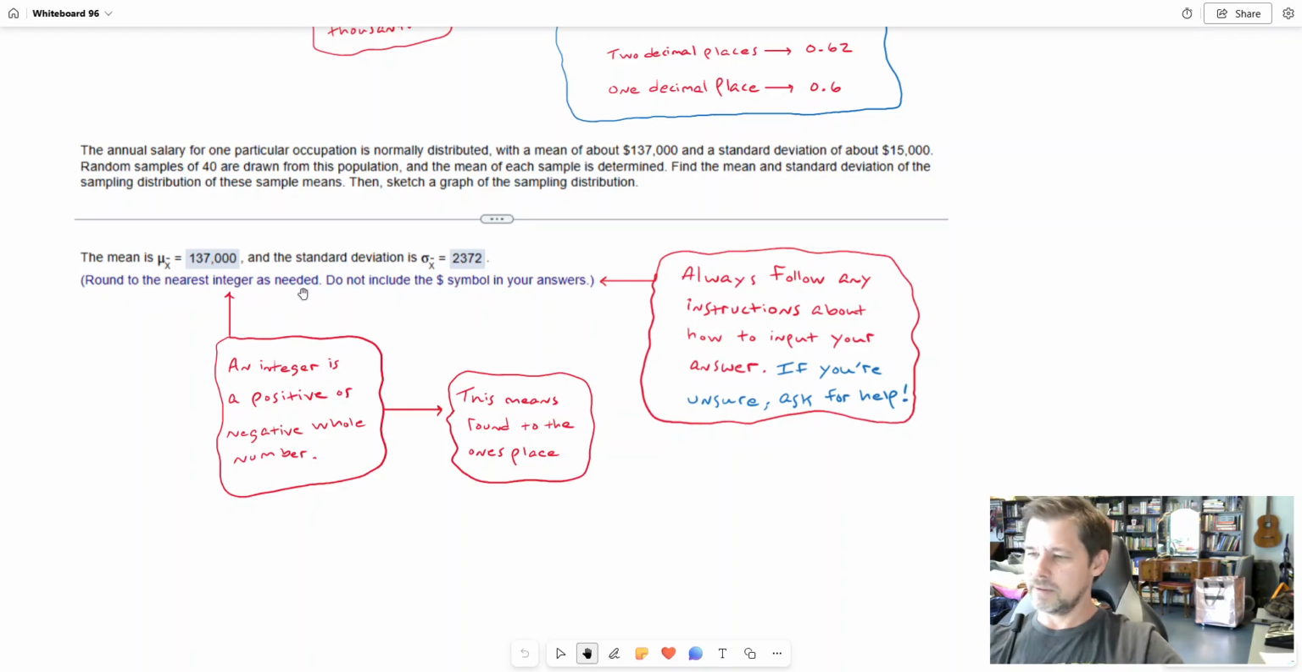Okay, and that's another thing that hasn't come up in this video, but all right, here we go. An integer is a positive or negative whole number. So what it would mean if it says round to the nearest integer is to round to the ones place. Okay, and we did an example already of rounding to the ones place. But all right, I in this one video can't enumerate every instruction that you might see about putting your answers in. So maybe the most important thing about this video is if you're unsure, ask for help.